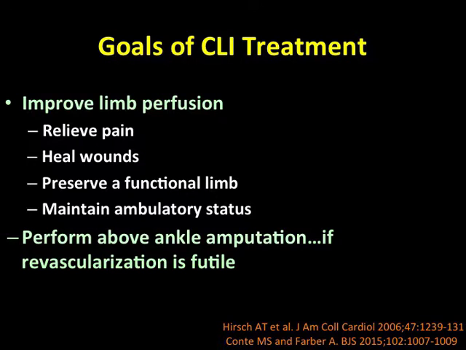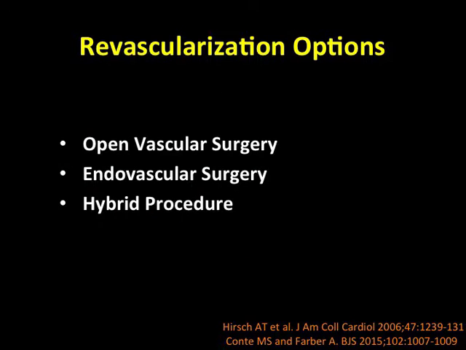The goals of treatment for critical limb ischemia are to improve limb perfusion so as to relieve pain, heal wounds, preserve a functional limb, and maintain an ambulatory status when that is possible. Or alternatively, it is to perform an above-ankle amputation if in fact revascularization ideas and plans are futile.